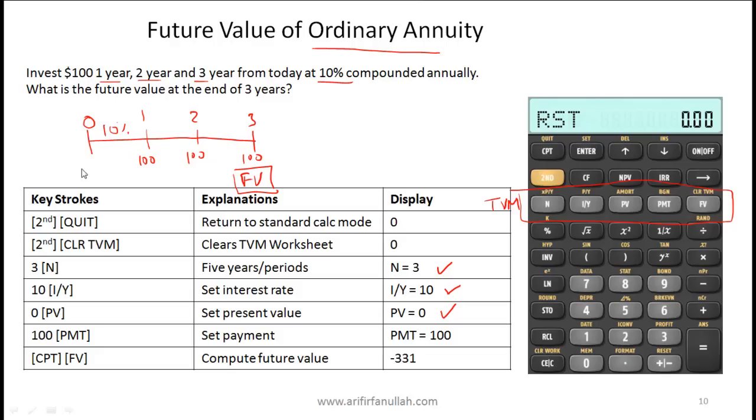That means that you have not invested anything at the beginning. The payment is 100. So that means that you are making payments of 100 every year for 3 years, and then compute the future value, and you will get minus 331. So future value is 331. Notice that since the payments were entered as positive numbers, the future value will be given as a negative number. Had you put in negative 100, negative 100, negative 100, the future value would be positive 331.